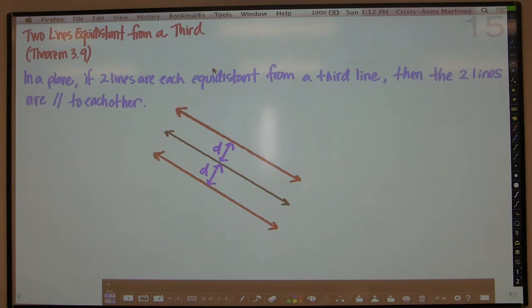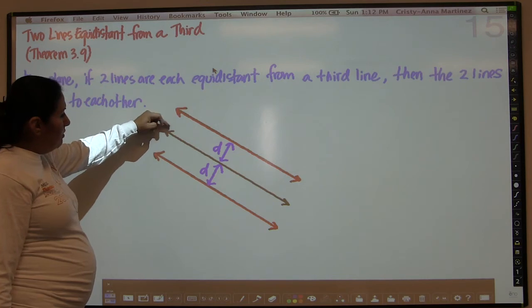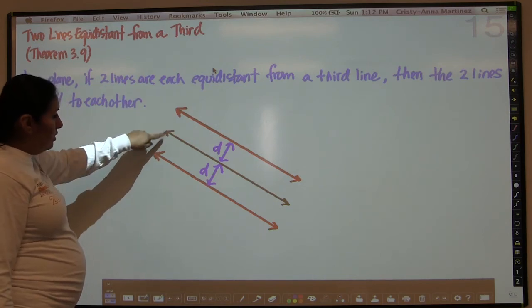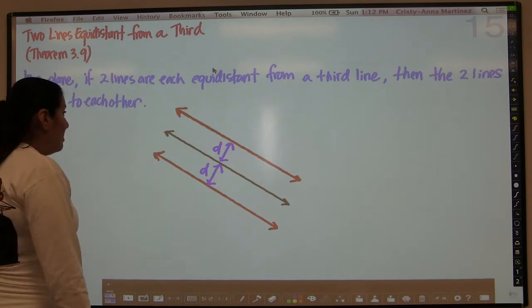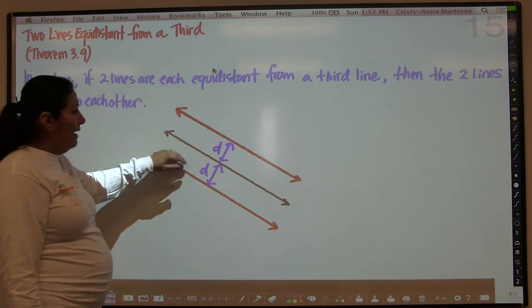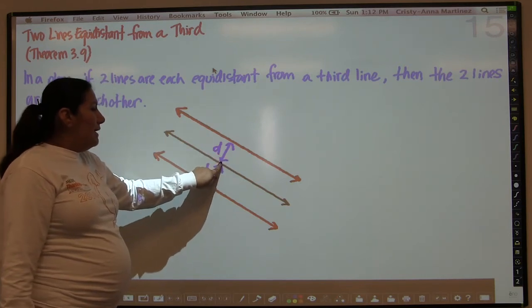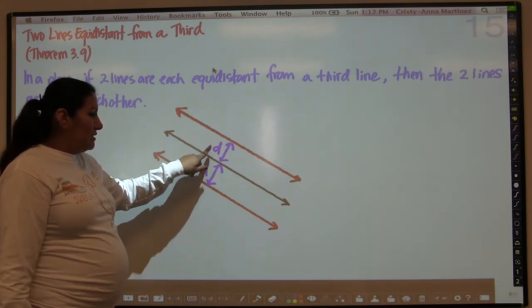And it states that in a plane, if two lines, and in this case, those would be the red lines, if two lines are each equidistant or same distance from a third line, so the third line would be the black line, so the red line is equidistant from the black line, and this red line is equidistant from the black line. Then if that happens, the two lines are parallel to each other, so the two red lines are parallel to each other. And this just represents that the distance between these two is d, and the distance between these two is d, the same distance.